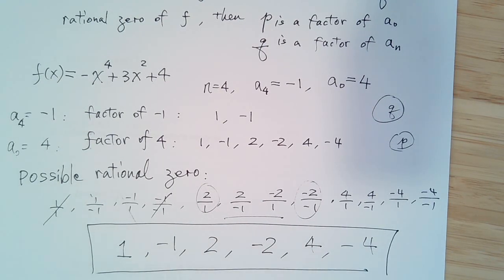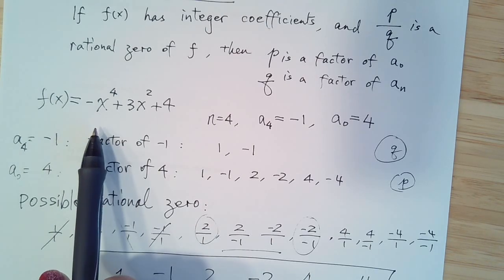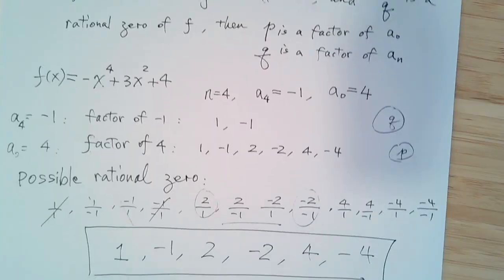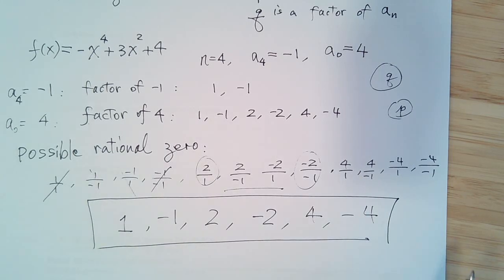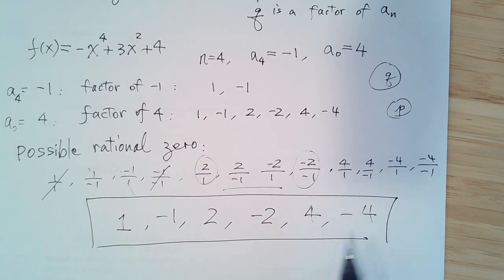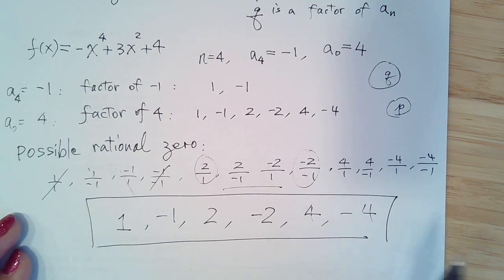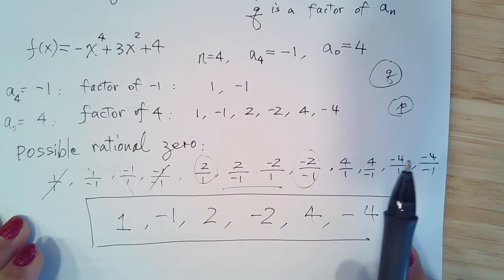So without solving this fourth degree polynomial, you can just try. You just plug in the number to see which one works, and then if nothing works, that means there's no rational zero. If something works, then that's it. So that's how you solve, that's how you use it.